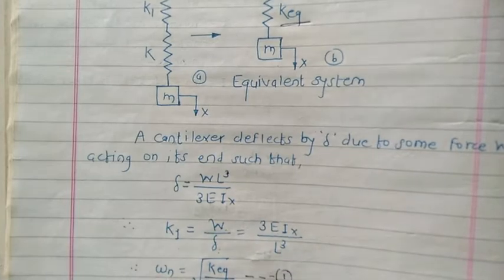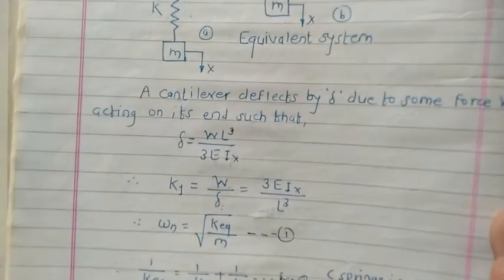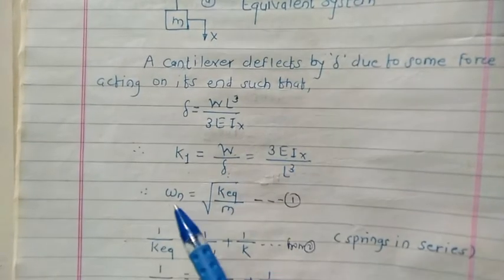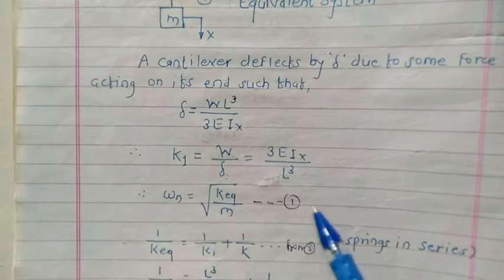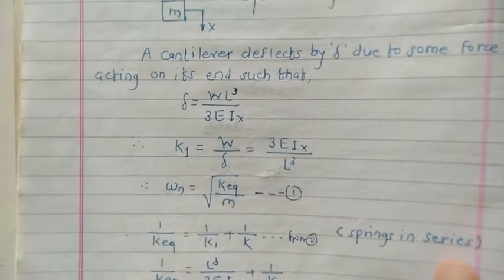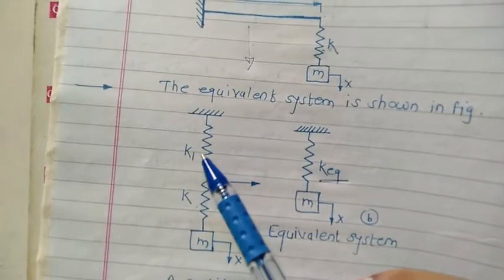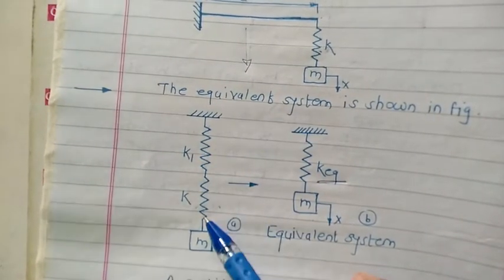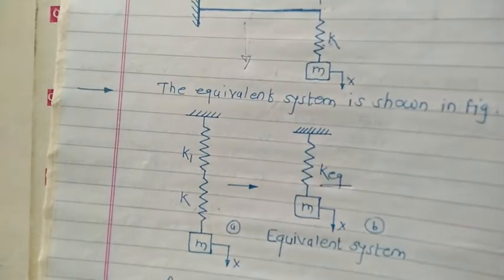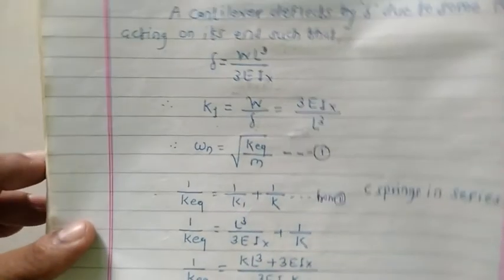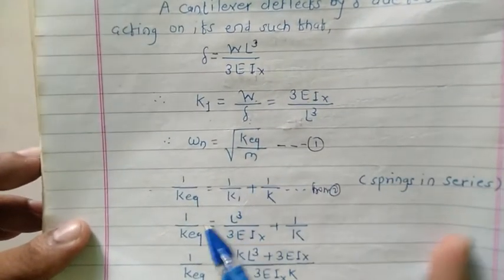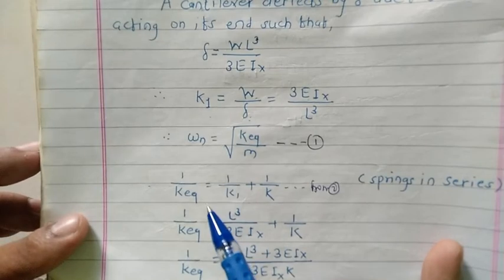What about omega n? The natural frequency can be obtained with the help of this relation: square root of K equivalent divided by M. Call this equation number 1. Looking at the actual converted system, the two springs are connected in series, and we know how to calculate the equivalent stiffness when springs are in series.